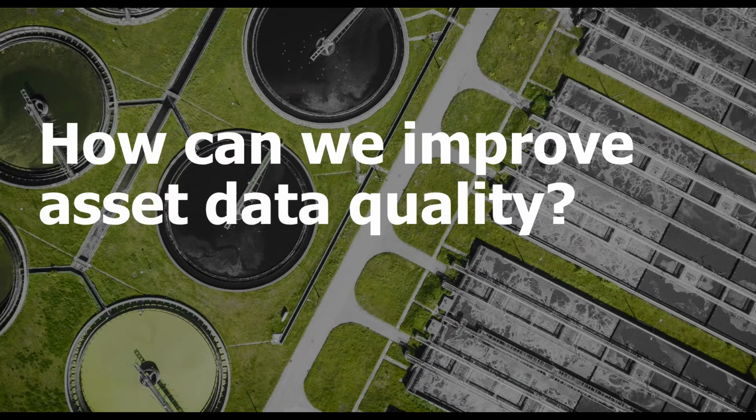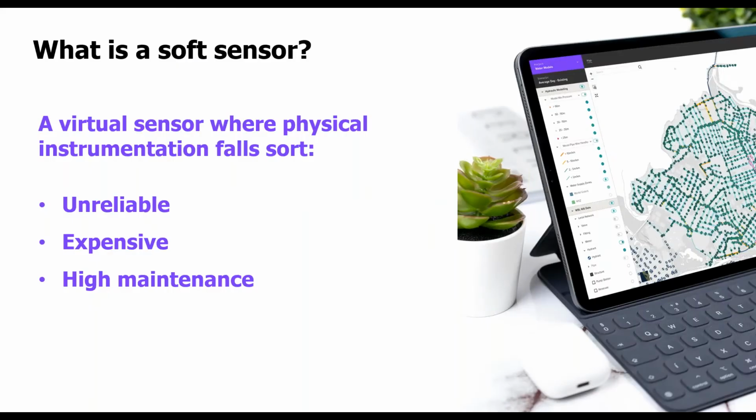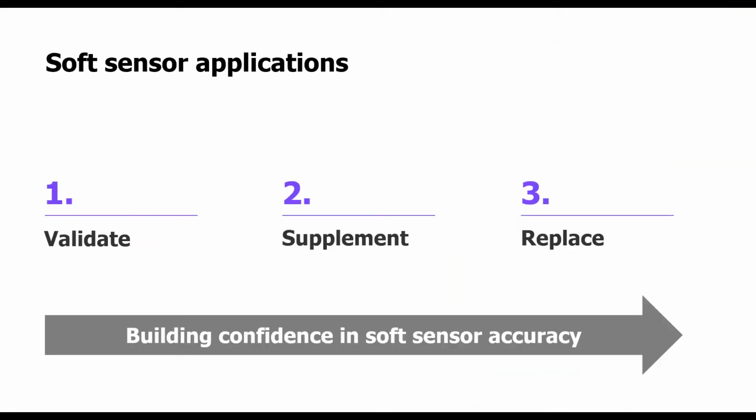The other thing that we looked at on this plant was how we could improve asset data quality. All of these cyber physical systems are only valuable if there's quality data going into them. And one of the issues I have at wastewater treatment sites, at least, is that instrumentation can be quite unreliable, often fouling, especially in wastewater. It's expensive. You're paying over $100,000 for certain instruments, and it also requires a lot of maintenance. So we built out soft sensors, a virtual sensor that could do a number of different things to help with improving that data quality.